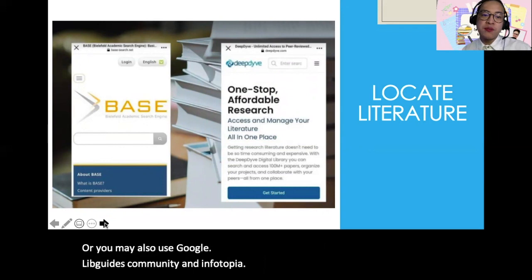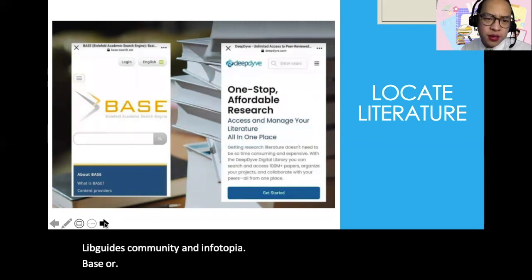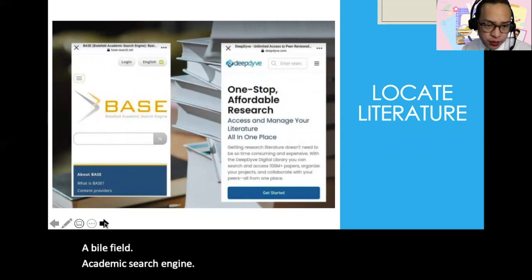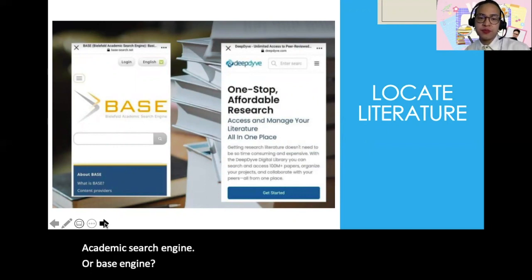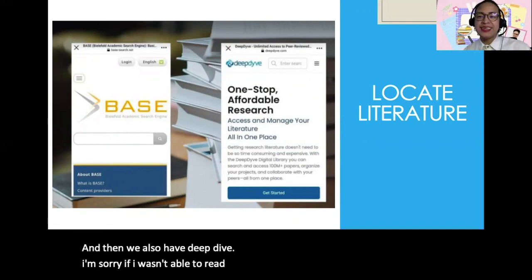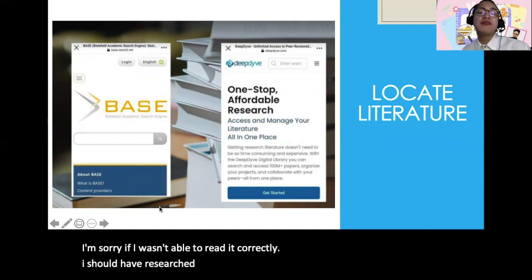Base, or what's this? Bielefeld Academic Search Engine, or BASE engine. And then we also have Deep Dive. I'm sorry if I wasn't able to read it correctly. I should have researched how to pronounce them properly. I'm so sorry.